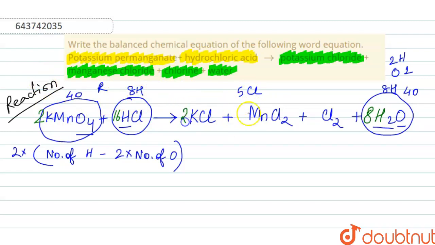Now if we compensate by adding 2 over here and 2 over here, we see we have 2 K in the reactant side, we have 2 moles of potassium in the product side. We have 2 manganese, 2 manganese. We have 8 oxygen, we have 8 oxygen in the product side. We have 16 H, we have 16 H. Now we just have to compensate the number of chlorine.